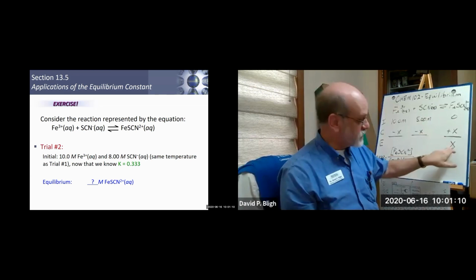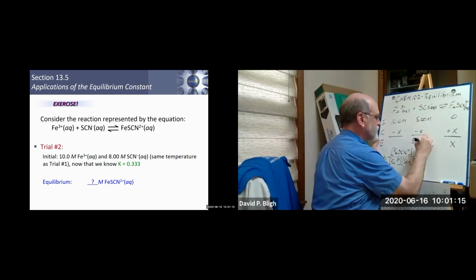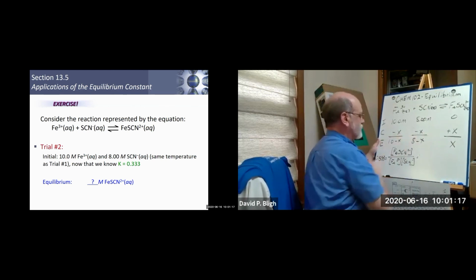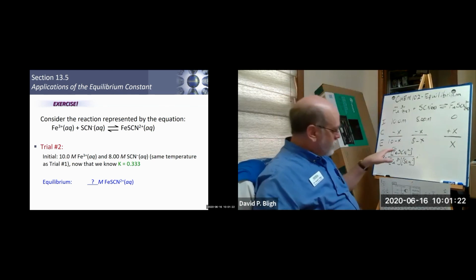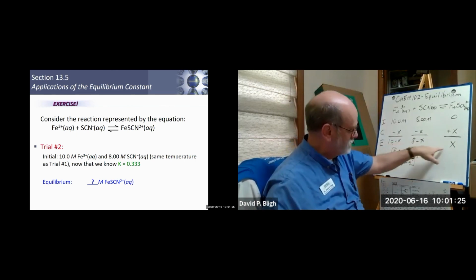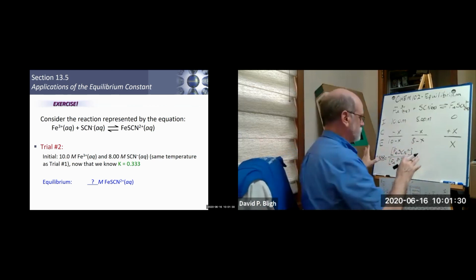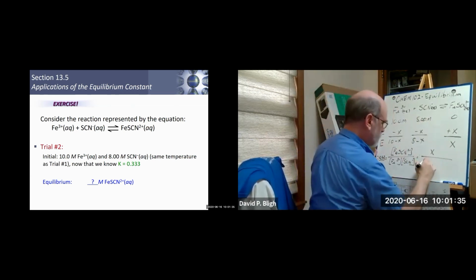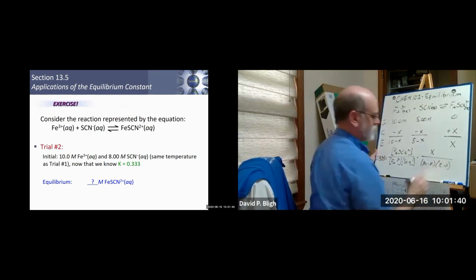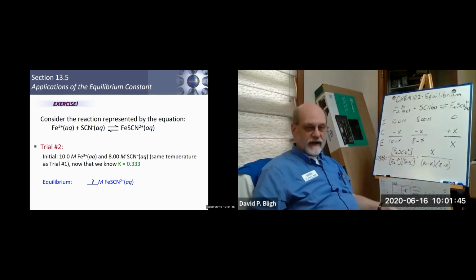So once we solve for this one, we have our answer. This one is 8 minus X, and this is 10 minus X. Now, if we put these values in here, we'll have an equation in one unknown, and we can solve for it. This one's going to be X in the numerator. This one's going to be 10 minus X in the denominator, and 8 minus X times that. So we just need to solve for X.